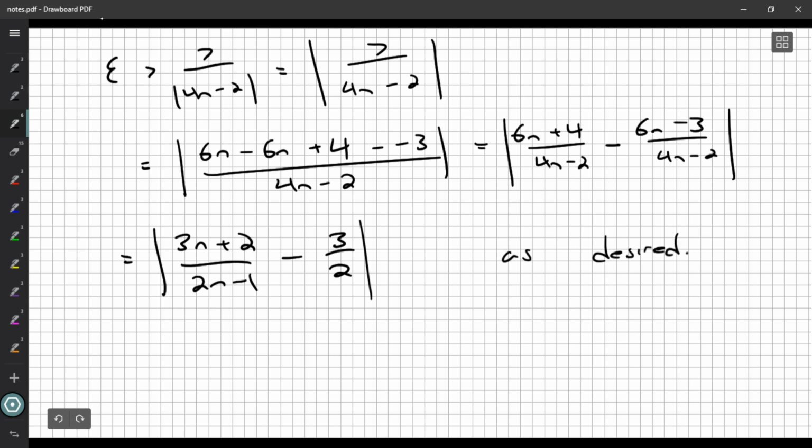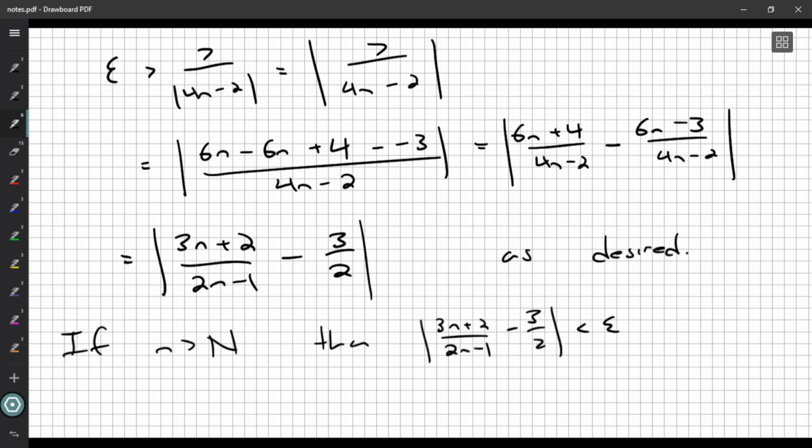As desired, we'll just reiterate. If our n is past this cutoff capital N, then the terms in our sequence get as close as anyone could ever want. You pick an epsilon, I've got you covered. Okay, and that completes our epsilon N proof.